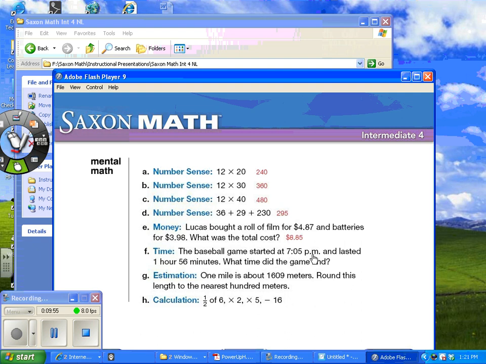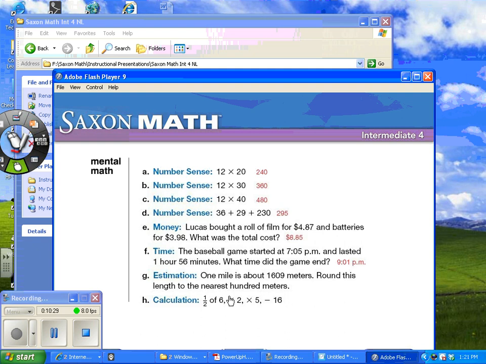The baseball game started at 7:05 p.m. and lasted 1 hour 56 minutes. What time did the game end? If we pretend that this is really 2 hours, how many minutes away from 2 hours is it? It's 4, isn't it? So we'll add on 2 hours and then we'll take away 4 minutes. So let's look at this. Let's add on 2 hours. Now take away 4 minutes. 9:01 p.m.